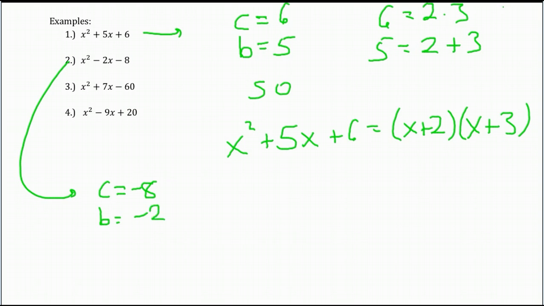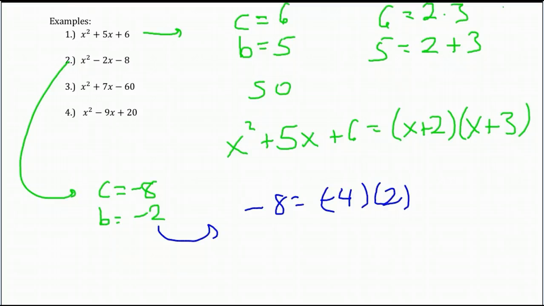For the second example, your constant term is -8. Your coefficient of x is -2. All right, in this case, we're going to rewrite -8 as -4 times +2. There are other combinations, but that is the pair of factors of -8 that add up to -2, and that's what we're concerned about.